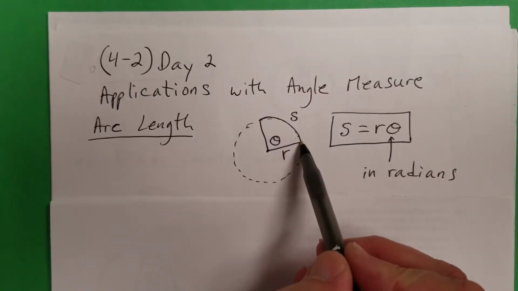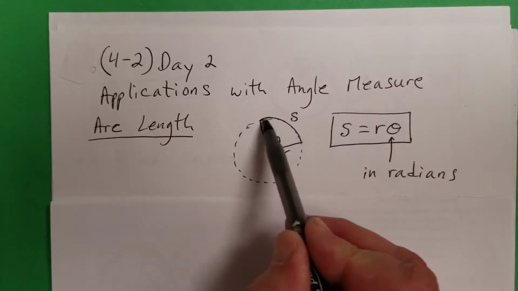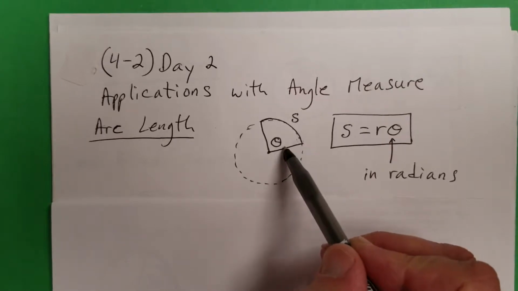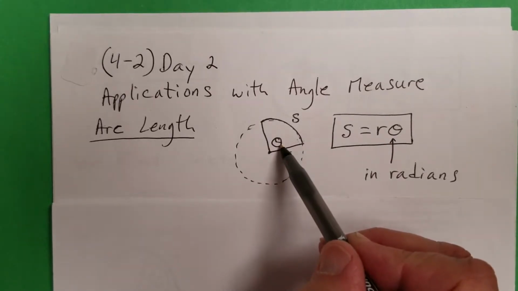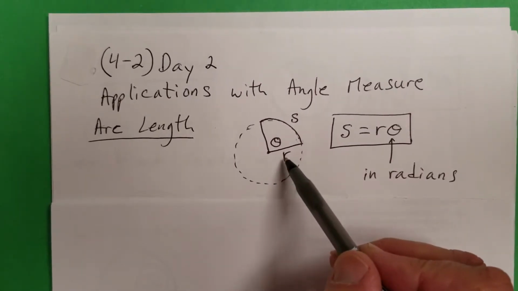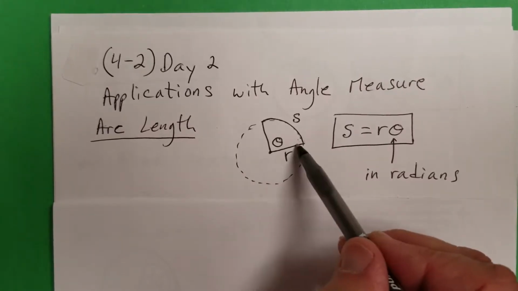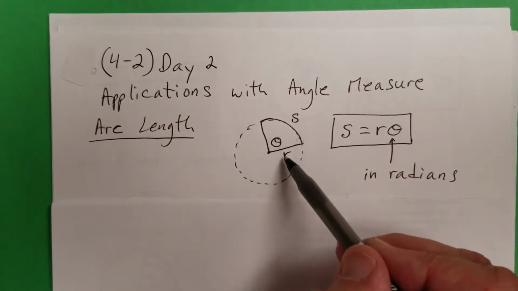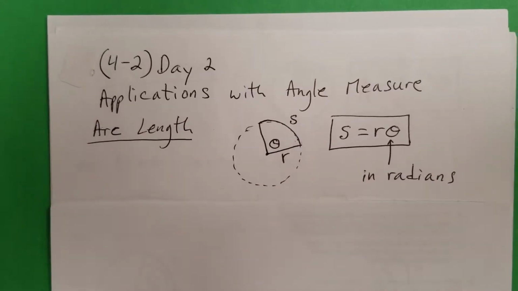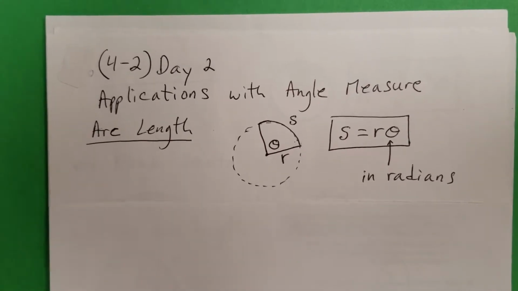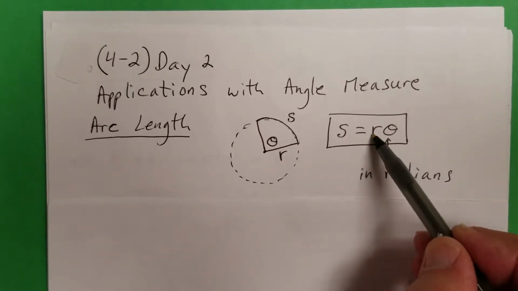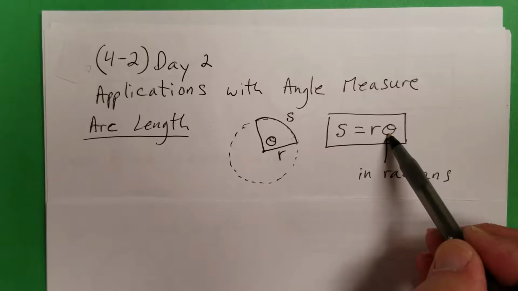So there's a way of finding out how long this is, but you have to know the radius and the angle measurement. You have to know how long the radius is and what the measurement of the angle is. If I give you those two numbers, you can find S, which is the arc length. There's the formula. It's that simple. If somebody asks for the arc length, S, you simply multiply the radius times the angle measure.